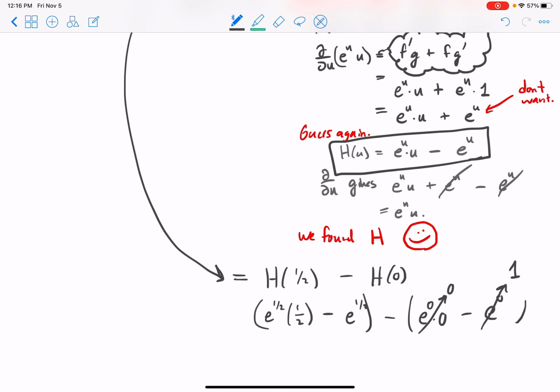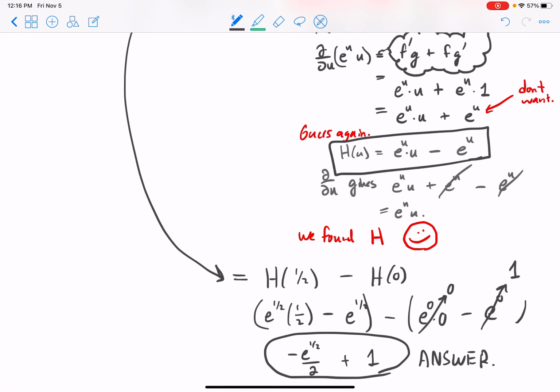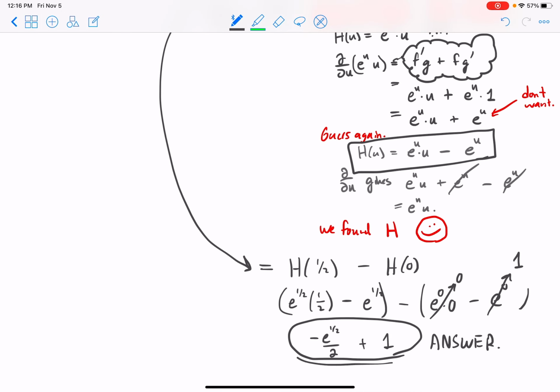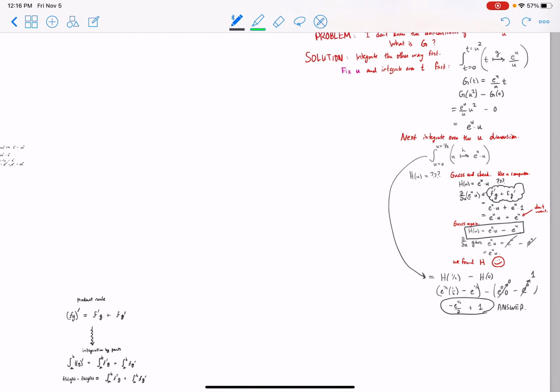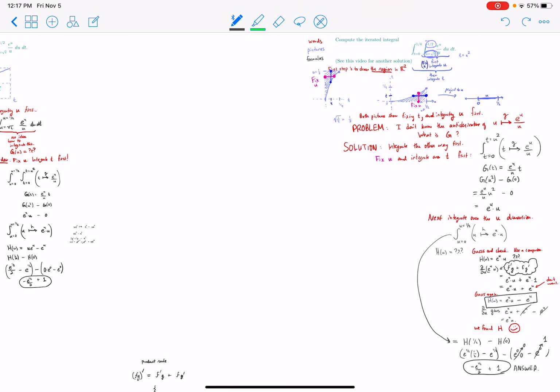So now I get 1/2 of e to the half minus 1 of e to the half. 1/2 minus 1 is minus 1/2. So I get minus 1/2 of that thing. And then minus 1 is plus 1. That's my answer. And this is a number. There's no more u's, there's no more t's. And that's it. That's the answer.